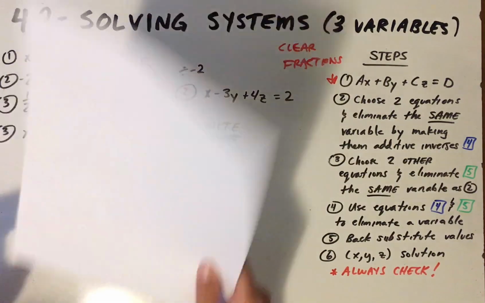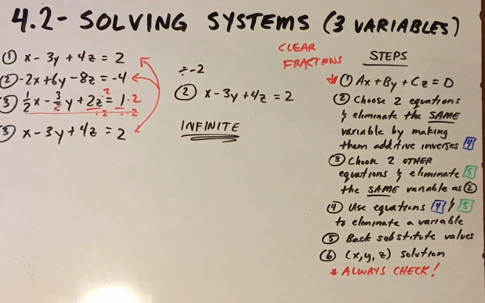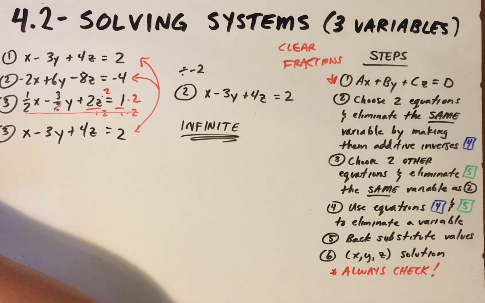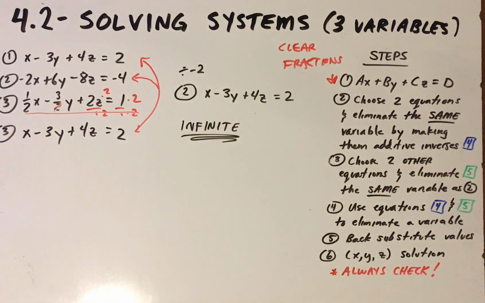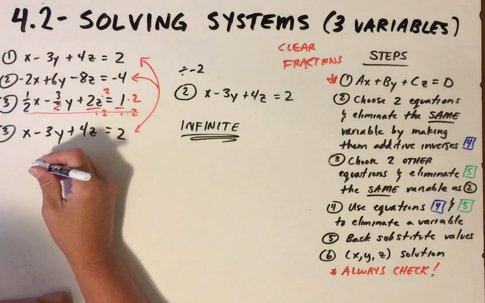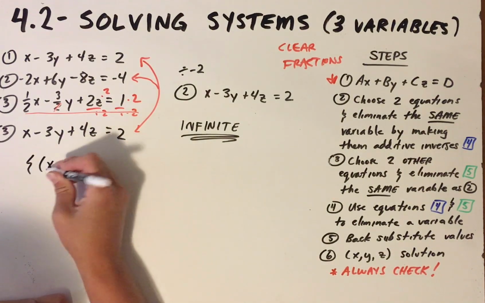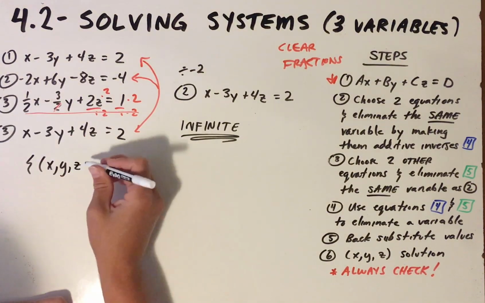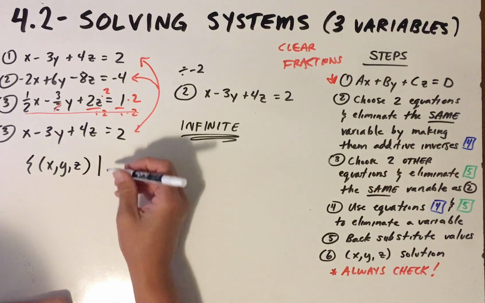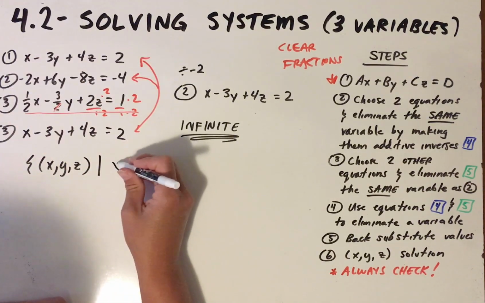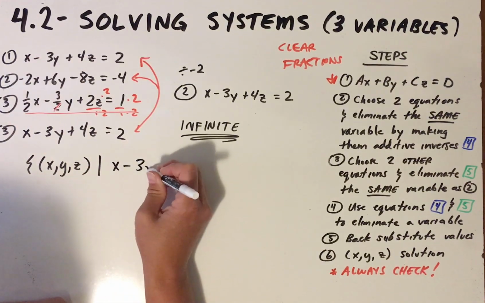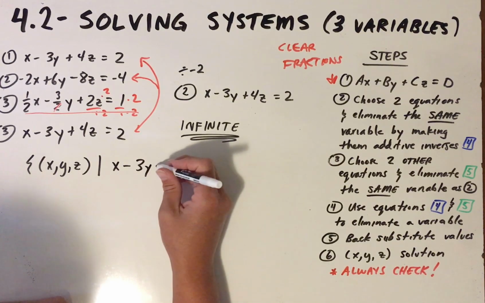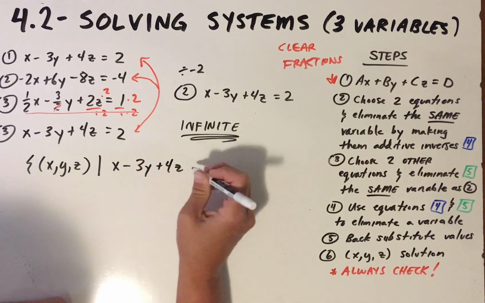So how would I say that? How do I say the whole plane is a solution and it goes on forever, so it's going to have infinite solutions? Well, the way we're going to say that is I'm going to say that x, y, and z are such that, I'm just going to list this first equation here, x minus 3y plus 4z is equal to 2.